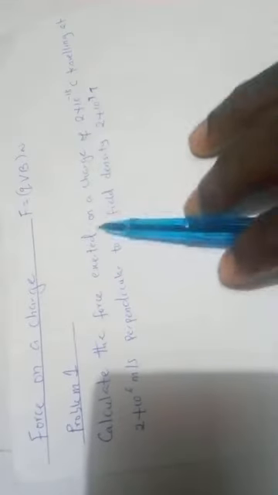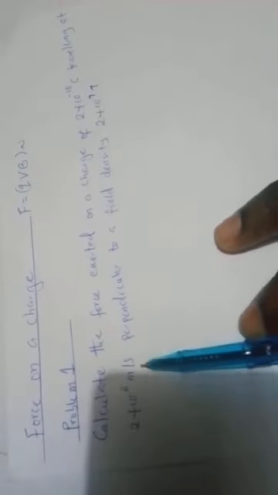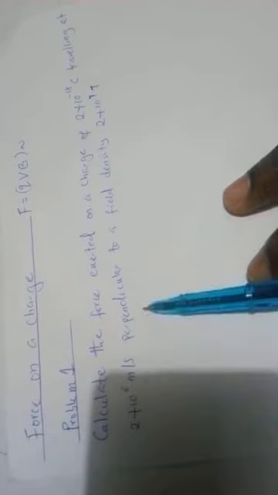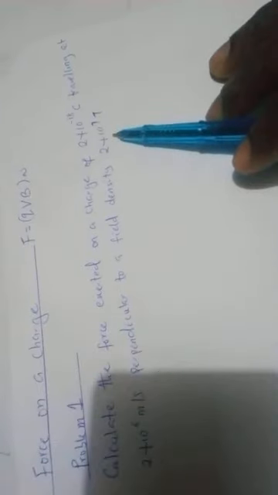We have to calculate the force exerted on a charge of 2 multiplied by 10 raised to the power of negative 18 coulombs, traveling at 2 multiplied by 10 raised to the power 6 meters per second, so that's the velocity of that charge, perpendicular to a flux density of 2 multiplied by 10 raised to the power minus 7 Tesla. Like I told you, it's very easy to do. Set values, then you know that F equals Q multiplied by the velocity multiplied by the flux density.